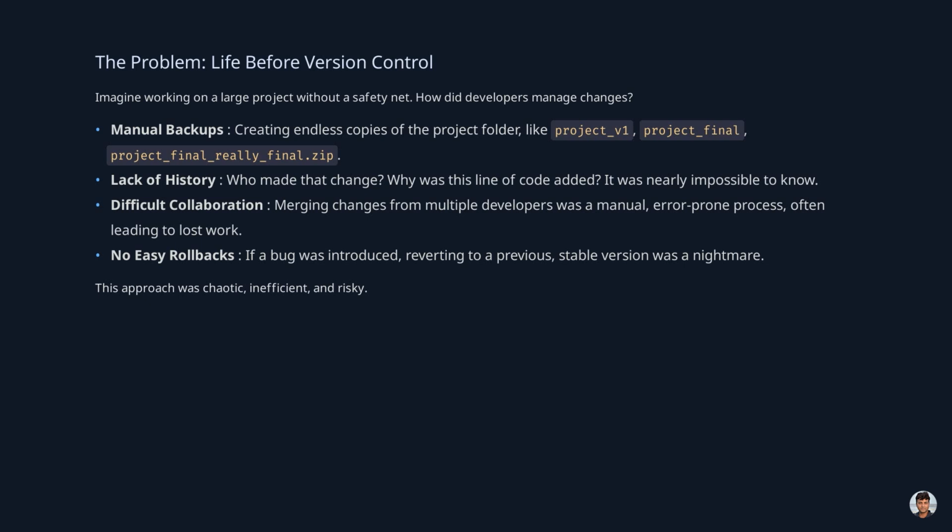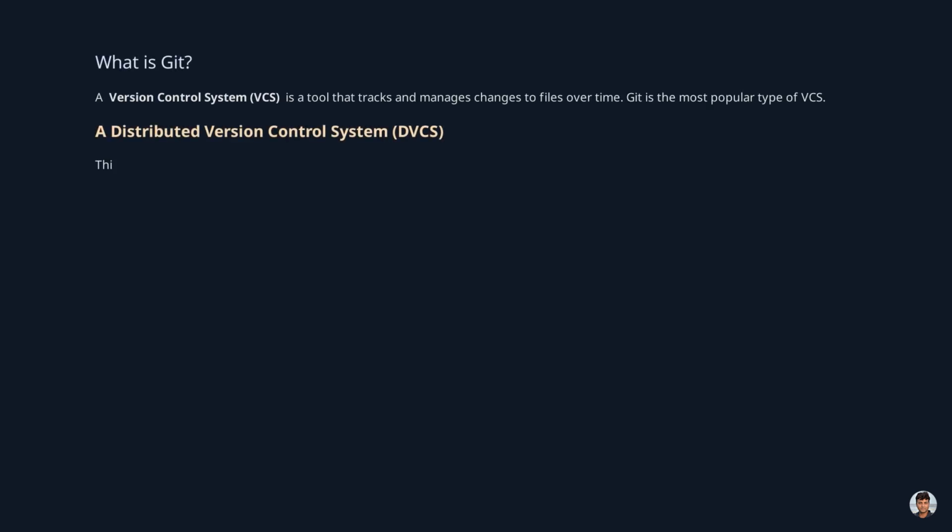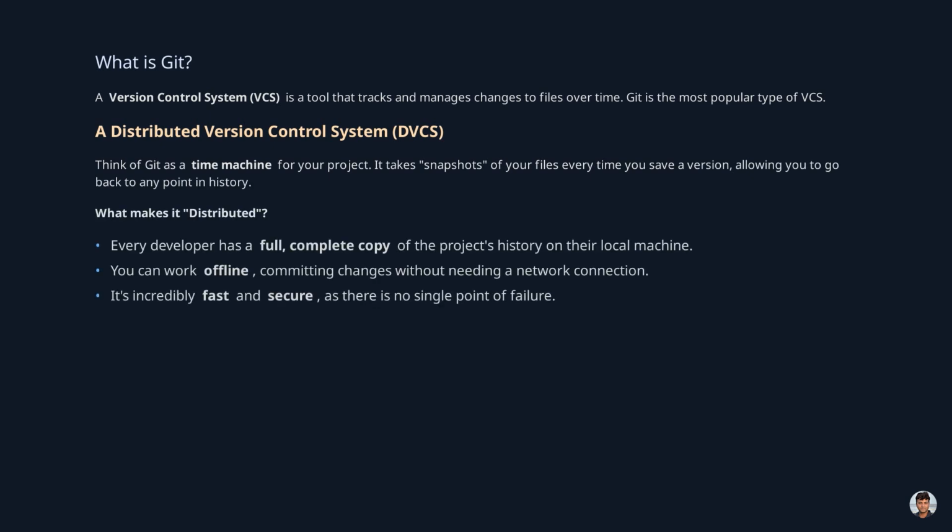It was messy and unreliable. There was no clear history of changes. If something broke, you couldn't easily see who changed what, or why they changed it. Collaborating with a team was even worse. People would work on their own copies and then try to manually merge their changes together. It was incredibly easy to accidentally overwrite someone else's work. And what if you introduced a major bug? Trying to roll back to a previous working version of the code was a painful and often impossible task. This chaotic process was a huge bottleneck in software development. Next, we will see how Git provides an elegant solution to all these problems.